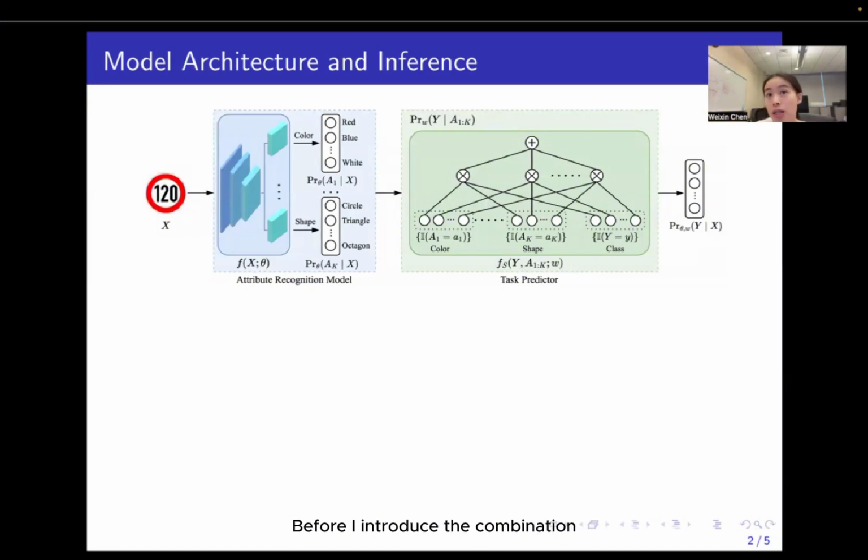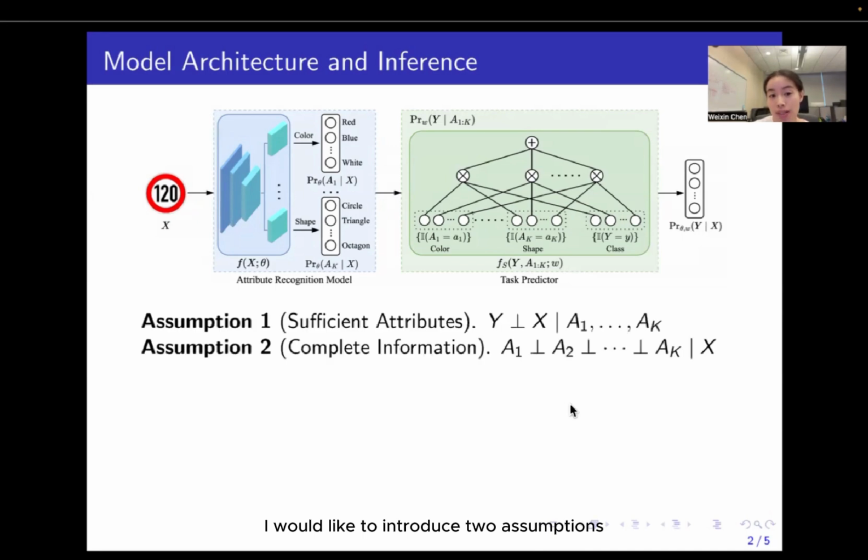Before I introduce the combination, I would like to introduce two assumptions. The assumption of sufficient attributes says that Y and X are conditionally independent given A1 to AK. So these attributes are sufficient. And the complete information assumption says that an image X already contains the complete information about all attributes. So given X, all the attributes are conditionally mutually independent.